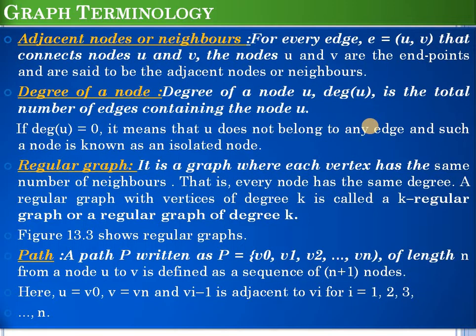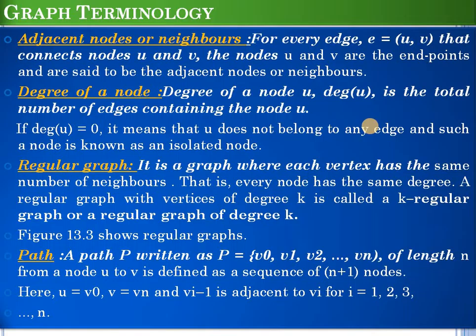Adjacent node or neighbor node. For every edge E (U, V) that connects the nodes U and V, the nodes U and V are the endpoints and are said to be adjacent nodes or neighbors. Neighboring nodes means we have an edge between those nodes. Suppose edge U to V is present, then U and V are neighboring nodes.